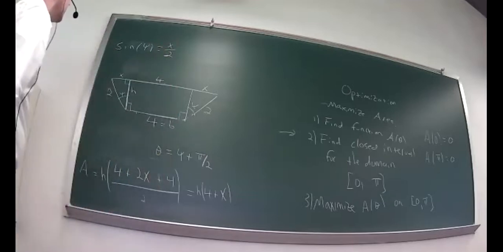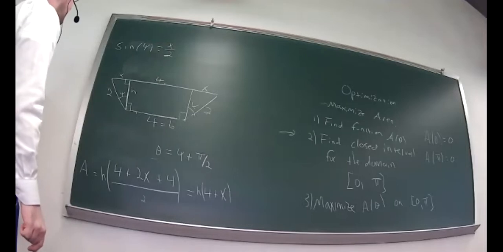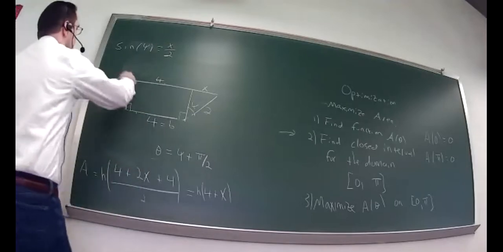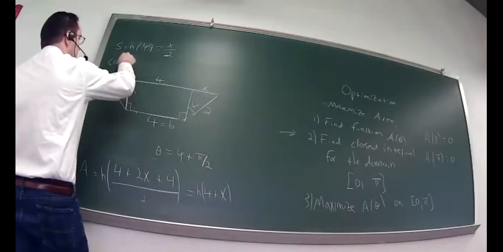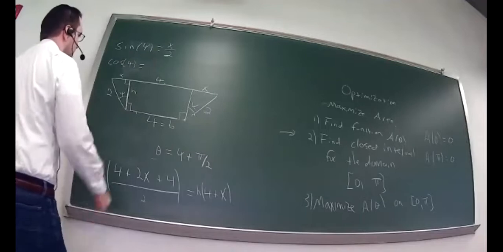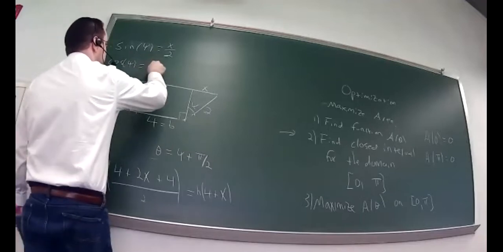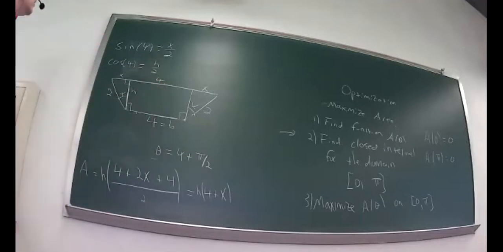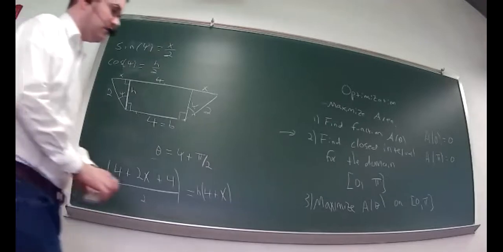X over 2. And what about, I guess cosine would be the other one. Cosine of psi would be adjacent over hypotenuse, h over 2. So that's telling me that x is equal to 2 times sine of psi, and that h is equal to 2 times cosine of psi.